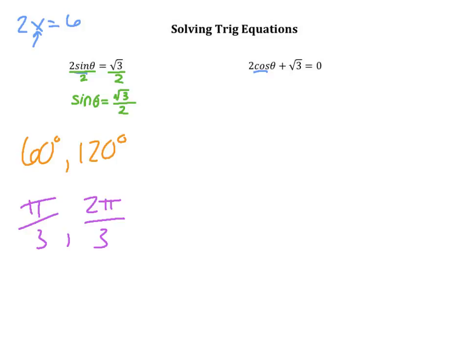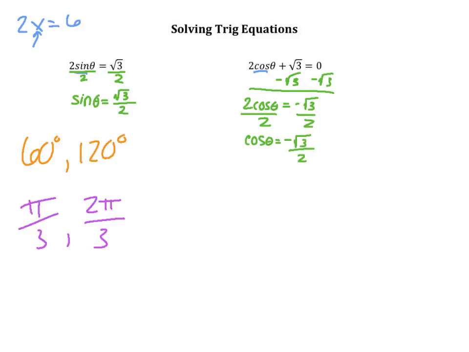We have 2 cosine theta plus square root of 3 equals 0. The first thing you need to do is subtract the square root of 3 from both sides. So you have 2 cosine of theta equals negative square root of 3. Now, you need to divide by 2 on both sides. So you're left with cosine theta equals negative square root of 3 over 2.